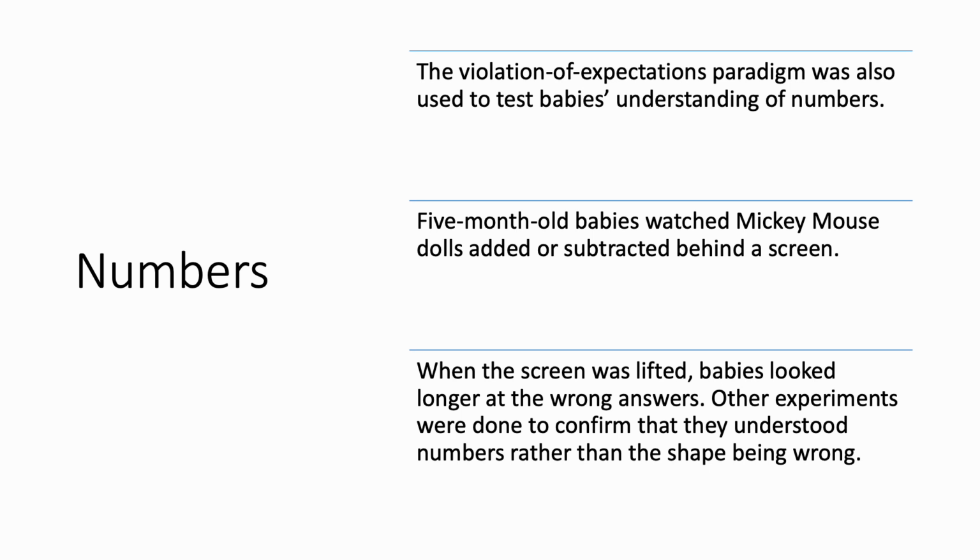And finally, numbers. The violation of expectations paradigm was also used to test babies' understanding of numbers. 5-month-old babies watched Mickey Mouse dolls added or subtracted behind a screen. When the screen was lifted, babies looked longer at wrong answers. Other experiments were done to confirm that they understood numbers rather than just the shapes being wrong.